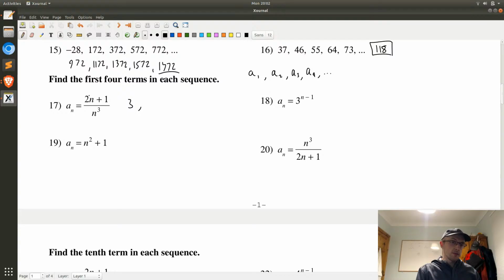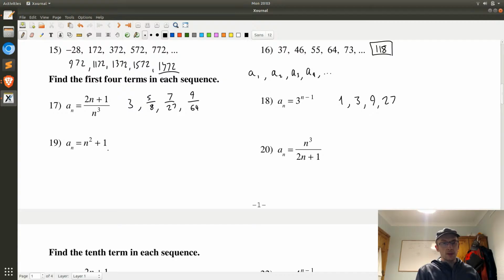To get the second term, just stick in 2. So 5 over 8. And the third term, stick in 3. So 7 over 27. And the fourth term, stick in 4. So 9 over 64. Here we have the powers of 3, but 1 deducted in the power. So we begin with the 0th power of 3. So it's going to just go 1, 3, 9, 27. Simple.